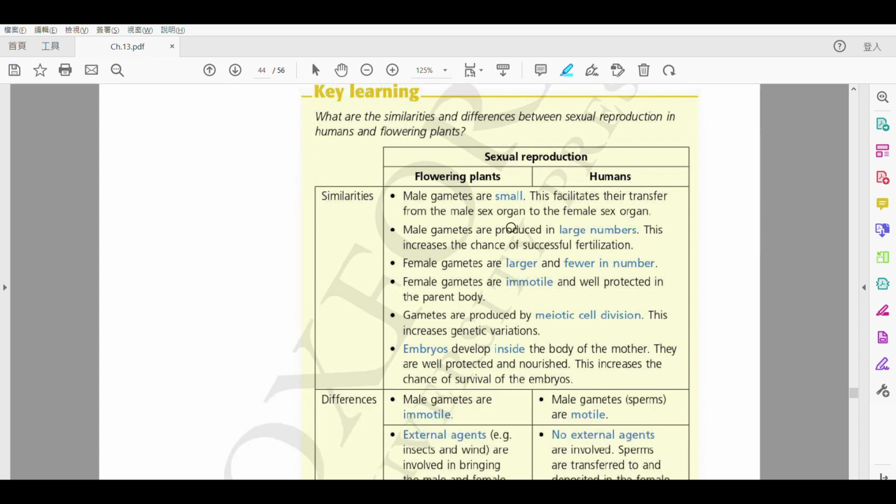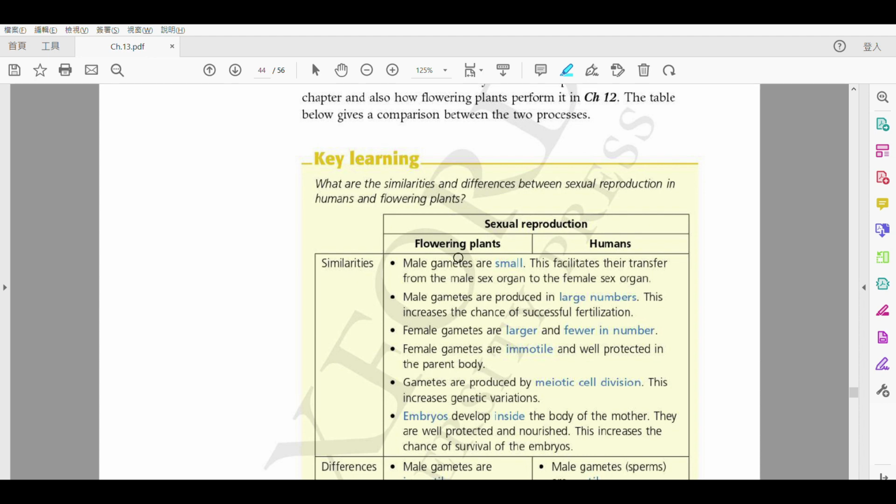Okay, this one is quite important because it's comparing human and flowering plants. How are they similar and different in sexual reproduction? Okay, so before looking at this page, if you want to challenge yourself, try to go through chapter 12 and chapter 13 about sexual reproduction, and then try to think of the points yourself. Try thinking of some points first, okay? You need to start training your essay writing, okay?